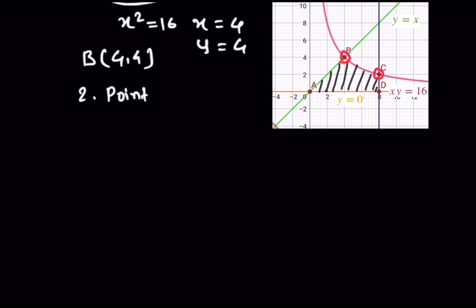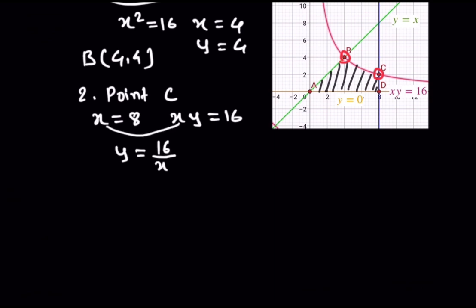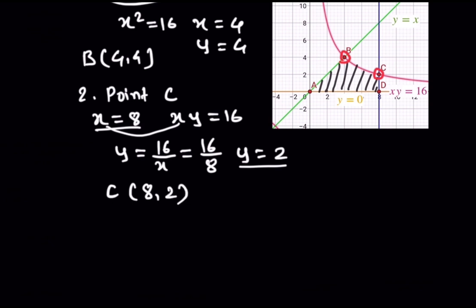For point C, solve equations x equals 8 and xy equals 16. Substituting x equals 8 in the second equation, we get y equal to 16 by 8. So y equals 2. Thus, point C is (8, 2).